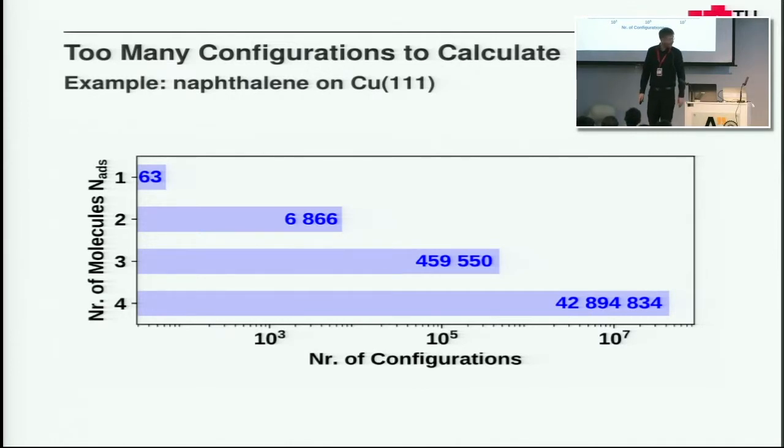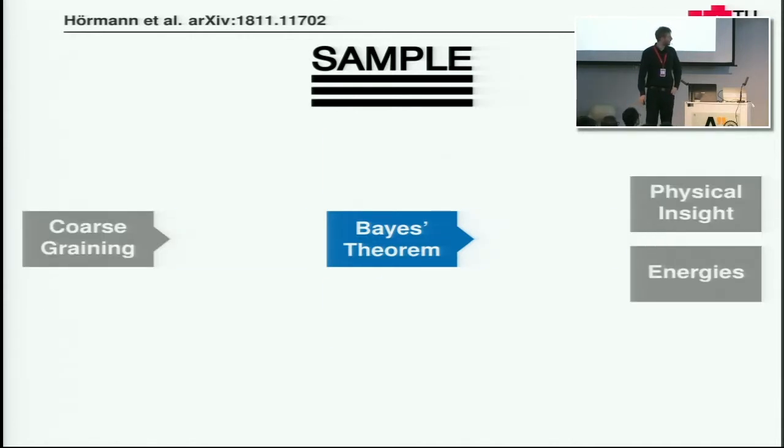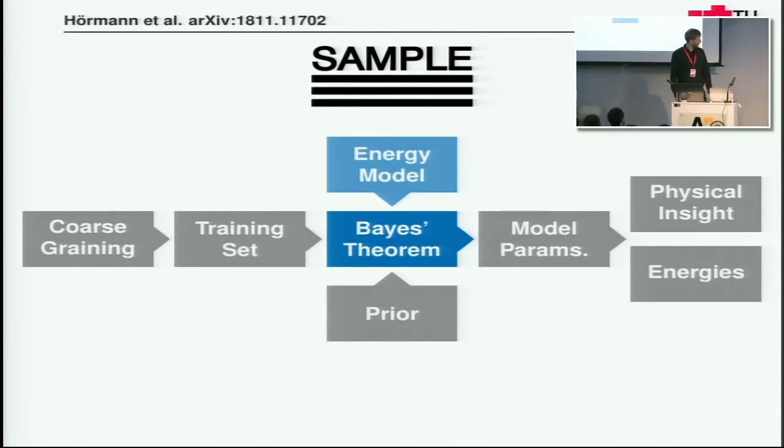So we need to do machine learning, and Bayesian linear regression needs, as we've heard today already, a couple of ingredients. Namely, we need a training set, so we select a couple of these coarse-grained configurations. Then we need an energy model that should allow us to calculate the energies very efficiently, and through machine learning we would like to find the model parameters of the energy model, and we also require some prior knowledge that we want to put in. So let me start by talking about the energy model.